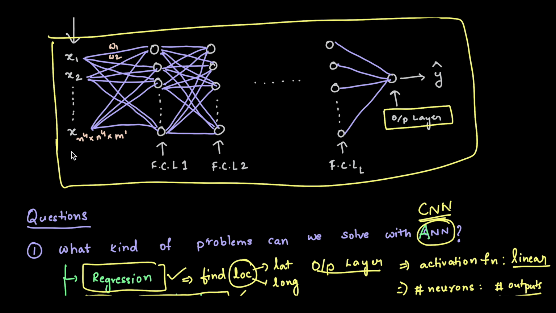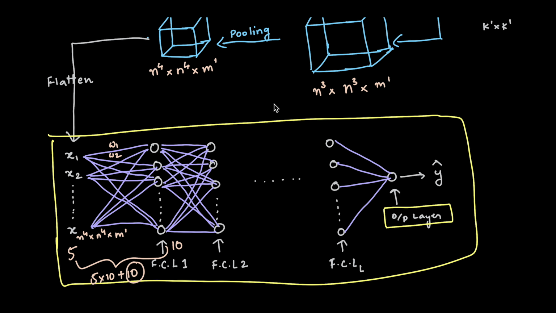Let's say there are 5 inputs and 10 neurons in this particular layer. Then the total number of parameters in these two will be 5 into 10 plus 10. The extra 10 are the bias terms, which we have already discussed, right? Similarly, we can calculate the number of parameters in this ANN part. So this is very clear for us. This is our ANN part.